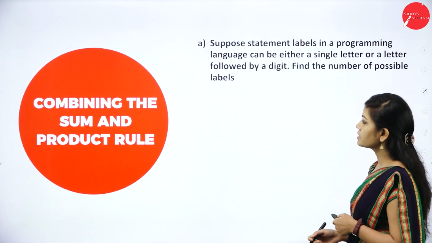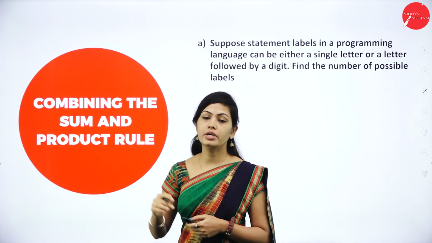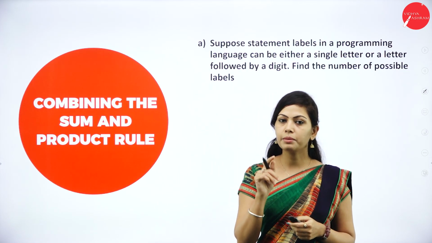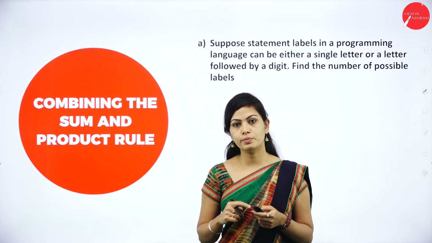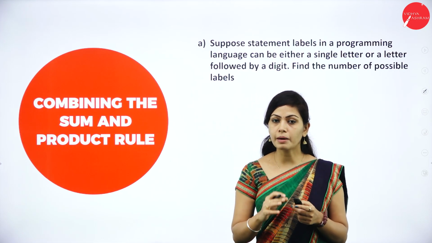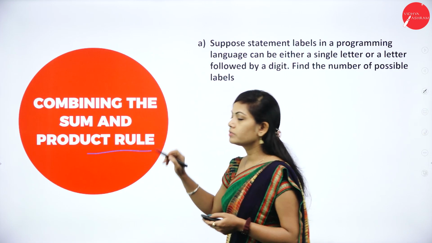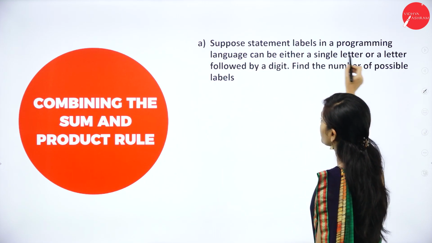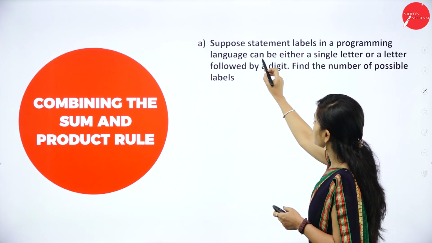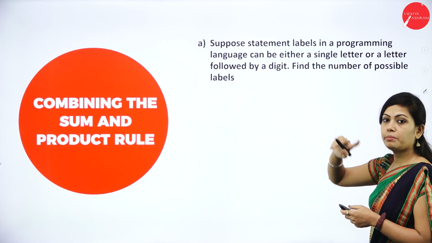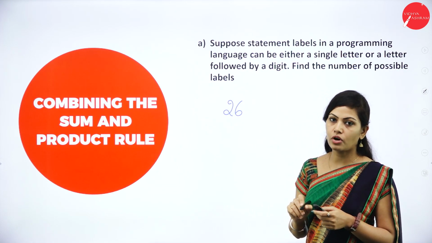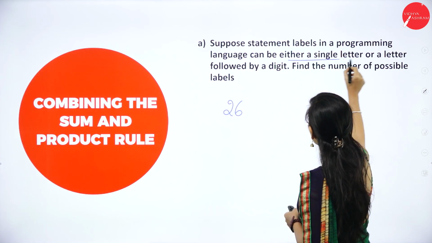The next concept is combining the sum and product rule. I have already discussed the sum rule and product rule. In the sum rule you pick procedure 1 or procedure 2, but in the product rule you pick procedure 1 and procedure 2. So how will you combine the sum and product rule? Example: statement labels in a programming language can be either a single letter. Total we have 26 letters in our alphabet.